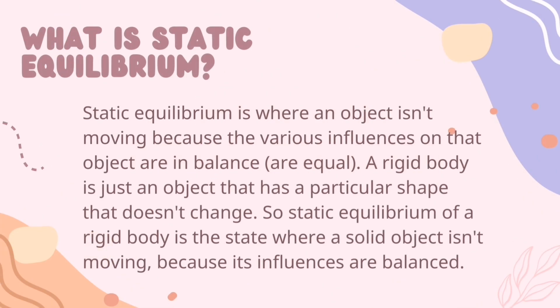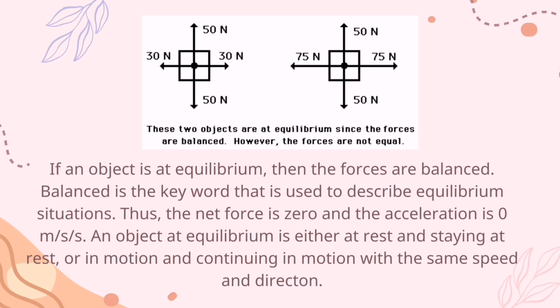What is static equilibrium? Static equilibrium is where an object isn't moving because the various influences on that object are in balance. A rigid body is just an object that has a particular shape that doesn't change. So static equilibrium of a rigid body is the state where a solid object isn't moving because its influences are balanced. It is a static equilibrium if the net force is zero and the acceleration is 0 m/s².